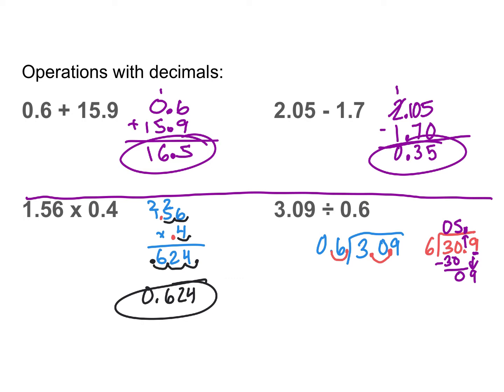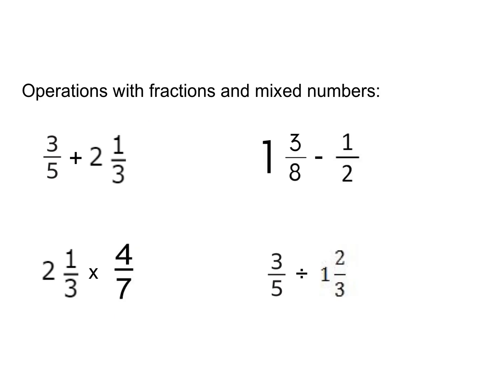How many 6's fit into 9? Just 1. 1 times 6 is 6. Subtract, I get 3. Remember, there can be as many zeros as we want here, so I'm going to add a 0, bring it down. 6 goes into 30 5 times, 5.15.